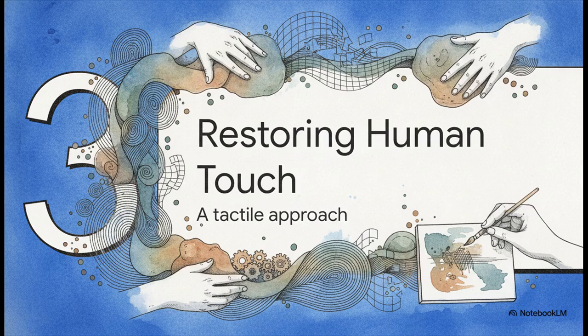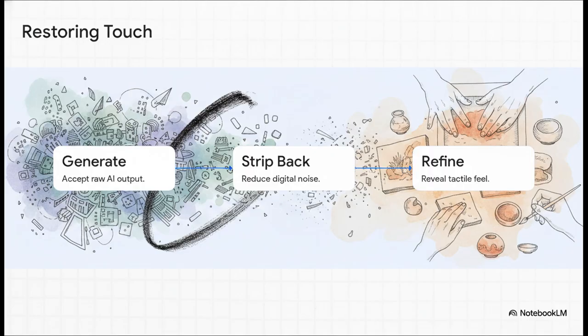Section 3. Restoring the human touch. A tactile approach. So, how do we actually restore that texture? Well, it requires a massive paradigm shift across 3 distinct phases. First up, you generate. You just accept the raw AI output and let the machine do its heavy lifting. But the second step, that's where the magic actually happens. Strip back. You actively remove all that digital noise we just talked about. And finally, refine. By stripping everything back, you actually reveal the tactile, human feel underneath. You see, as creators using AI, our primary job isn't really just generating anymore, it's curating and it's reducing.